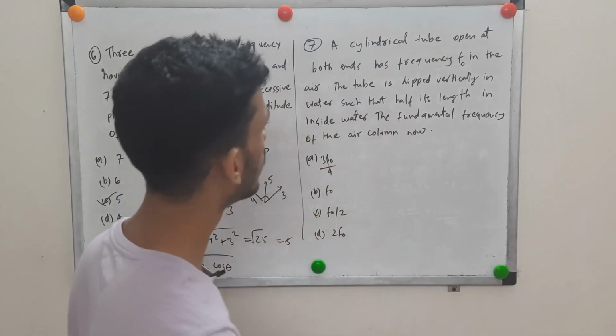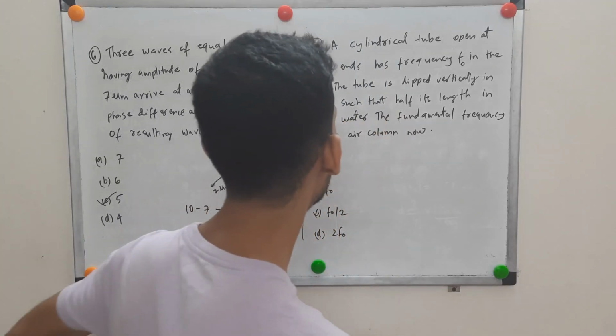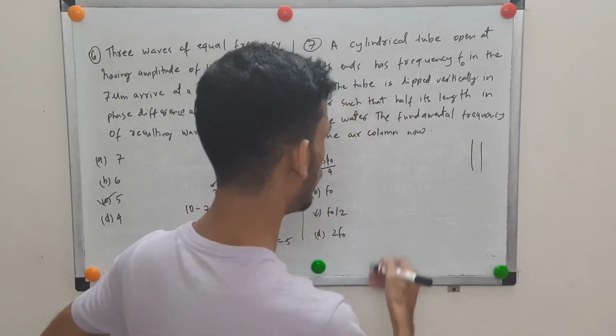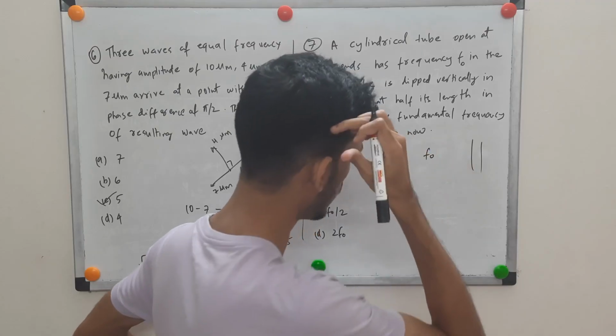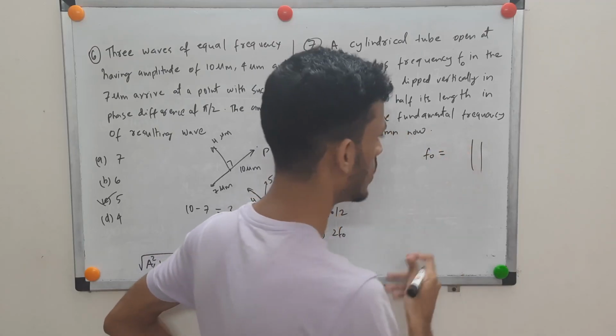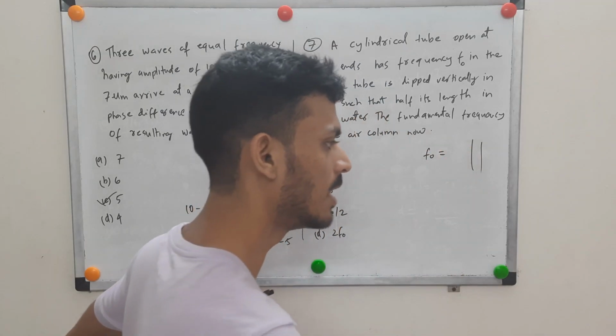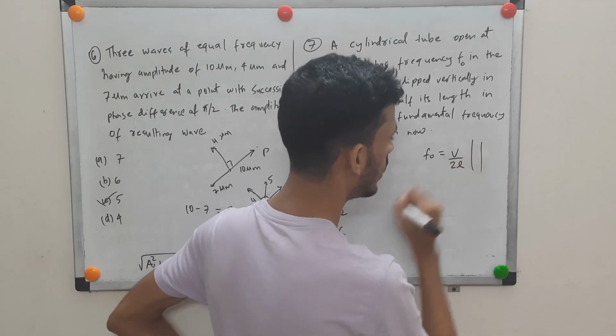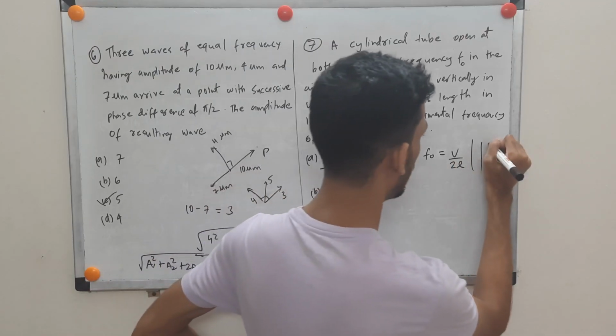Let's come to this one. Here we have a cylindrical tube. It's open at both the ends. The fundamental frequency is f naught in this case. Now you know fundamental frequency of an open pipe at both ends is larger than a closed pipe at one end, so it will be this, right? Suppose it has length L.